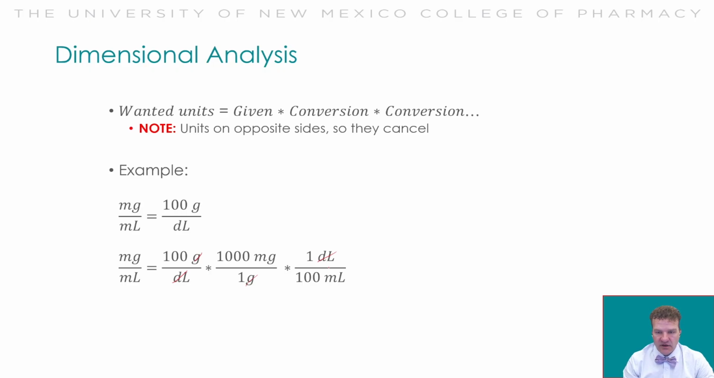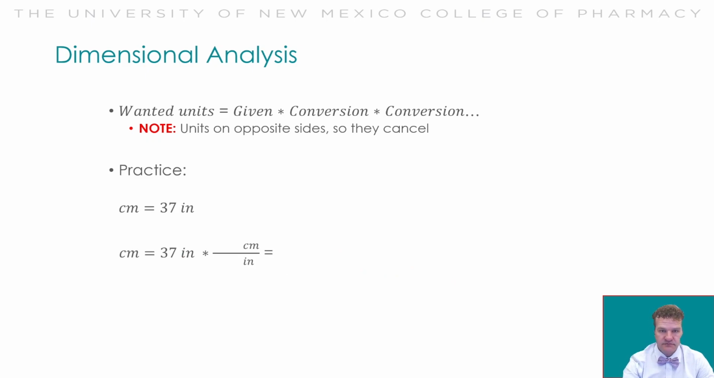And now, if we look, our final unit is going to be in mgs per mil, and that's what we're looking for, so we can do the math. 100 times 1,000 divided by 100 is 1,000 mgs per mil. Okay, so that's how you set up dimensional, and that's how you would convert a unit.